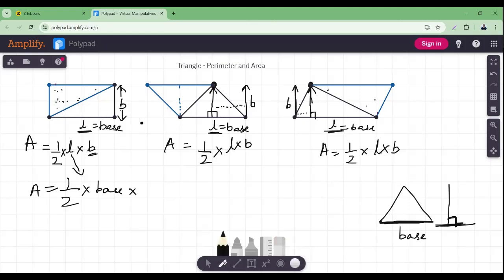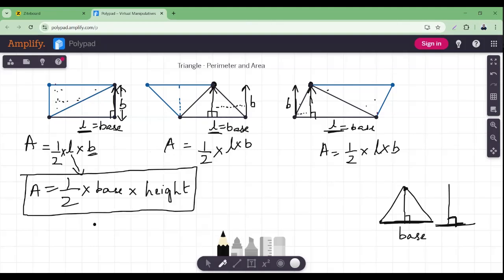This base is already standing on this line, at 90 degrees, and it's touching the opposite vertex. Such a line, which is standing on the base at 90 degrees and whose other end is touching the opposite vertex, is called the height. So what did we see? Let it be any kind of triangle, right angle triangle, isosceles triangle or scalene triangle, whatever be the case, the area of the triangle is given by half times the base times the height.